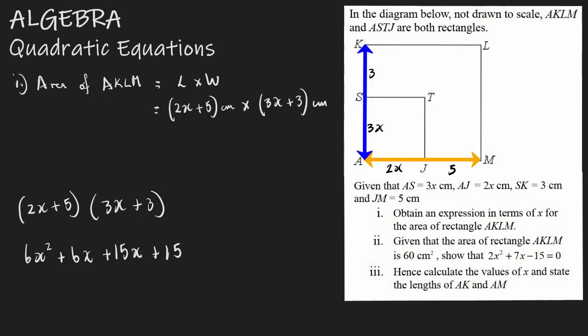Simplifying my expression, 6x squared. I have 6x and 15x. I can add these two terms. 6x plus 15x, that is equal to 21x. And of course, I have positive 15. So the area of AKLM is equal to 6x squared plus 21x plus 15. And of course, I have cm times cm, that is equal to cm squared. That is my answer.